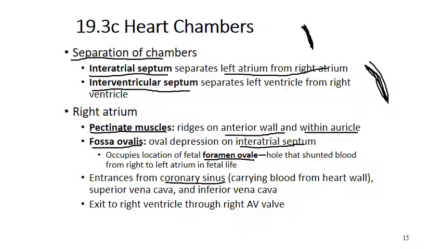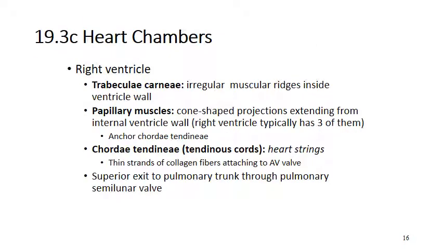So all of that deoxygenated blood from the heart muscle is going to be coming into the right atrium along with the superior vena cava and the inferior vena cava, bringing in deoxygenated blood from the systemic circulation from the entire body. It's going to exit into the right ventricle through that right AV valve, or the tricuspid valve as we're used to calling it.